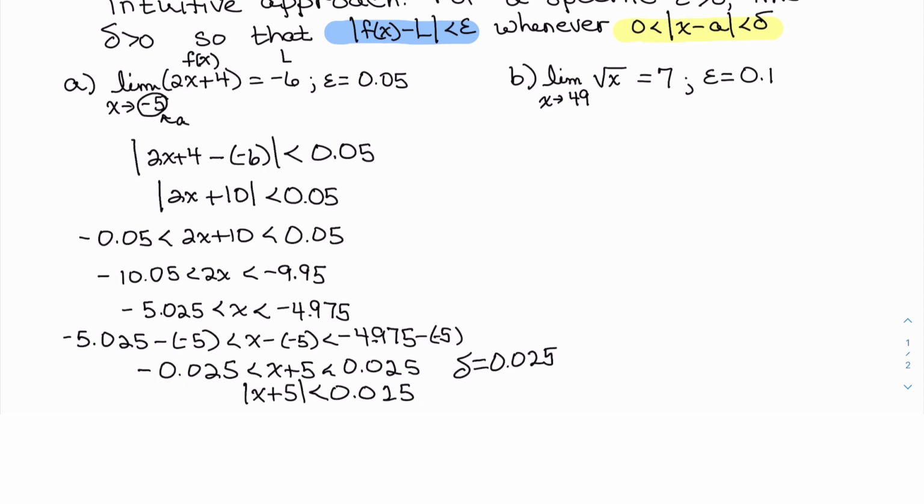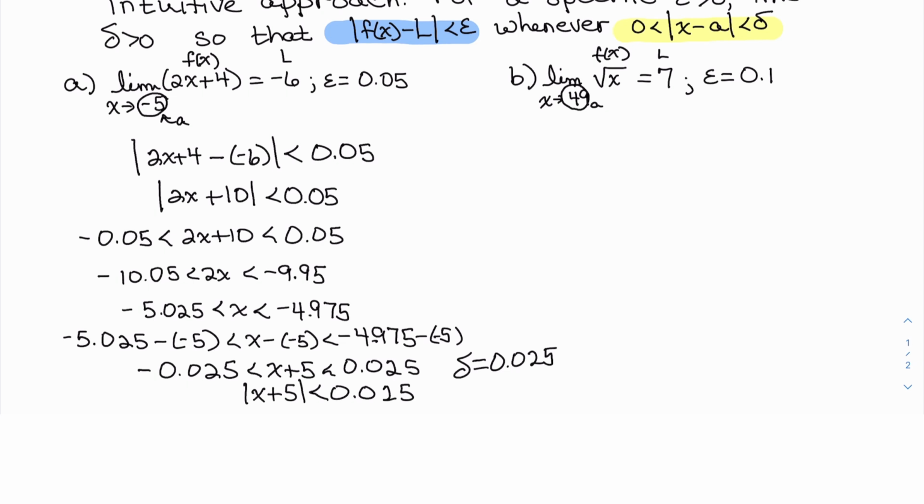Next, let's do part B. Now part B doesn't have a linear function that it's acting on. It's acting on the square root. So that's going to have to be considered a little bit more. But we're still going to start with the same steps. So think about the blue highlighted. Think about what roles each piece plays. So f of x is your square root of x, 7 is your L, and 49 is your a. And then of course epsilon is 0.1.